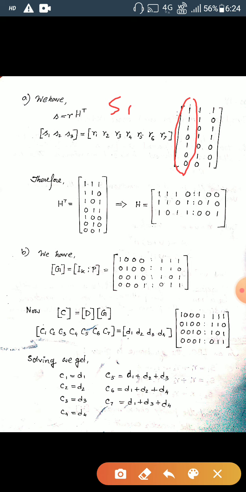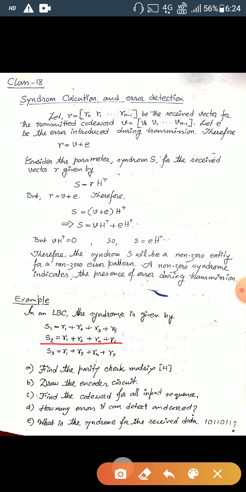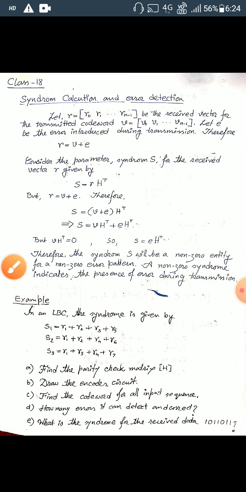Now you check for S2. For S2, which terms are not present? Here R3 is missing, and also R5 and R7. That means 3, 5, 7.